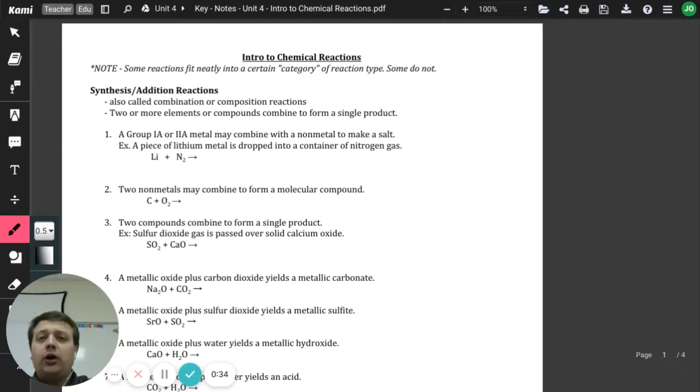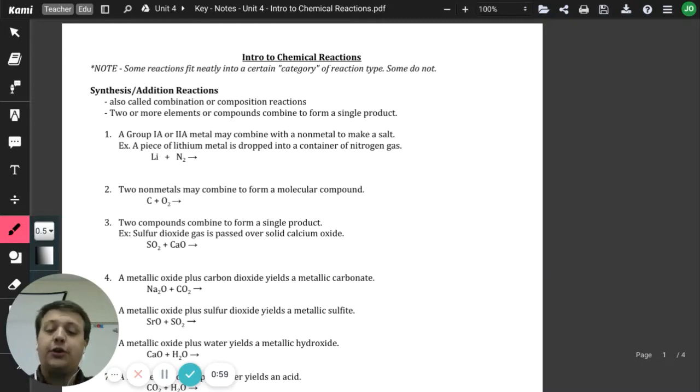Okay, so we're going to start, and there are 5 different types of chemical reactions we're going to talk about today. Now, again, this is just going to be the basics. There are some more types of chemical reactions we'll talk about at a later date, but for now, we're going to focus on the main 5. Those main 5 are synthesis, decomposition, single replacement, double replacement, and combustion. Okay. So let's start with synthesis.